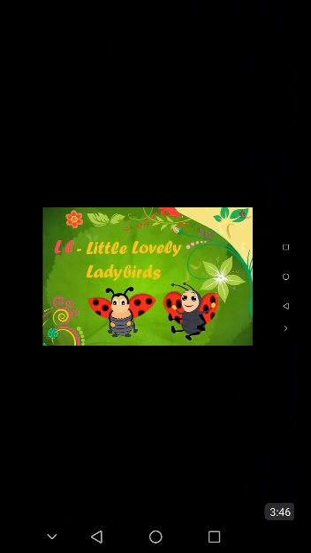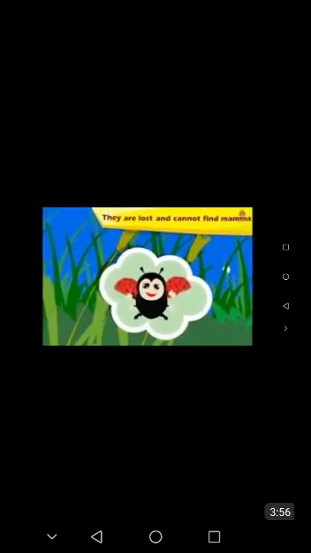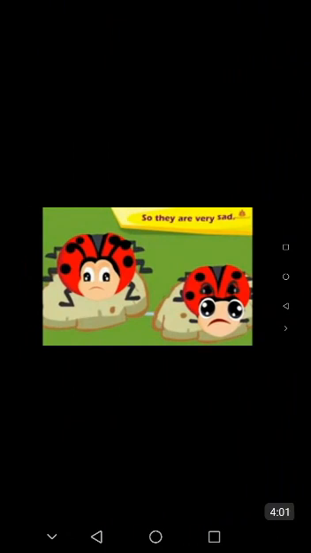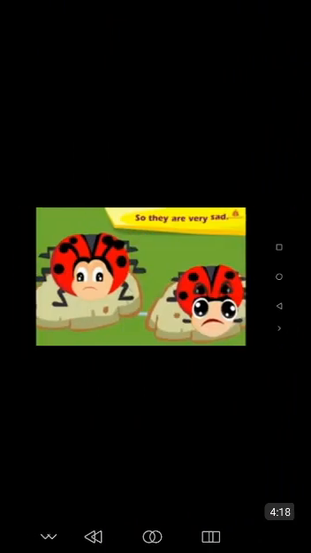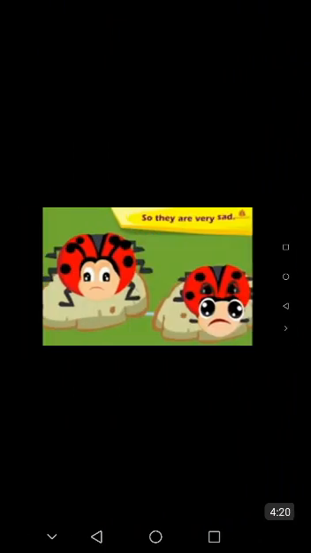L, little lovely ladybirds. L is little lovely ladybirds landing on a lily pad. They are lost and cannot find Mama, so they are very sad. Now again. L is little lovely ladybirds landing on a lily pad. They are lost and cannot find Mama, so they are very sad.